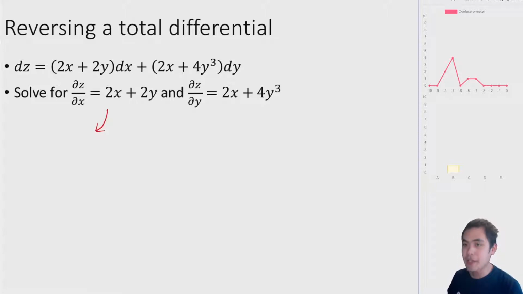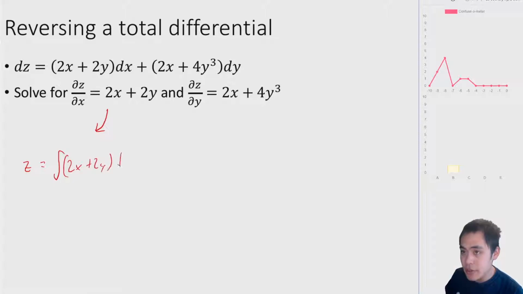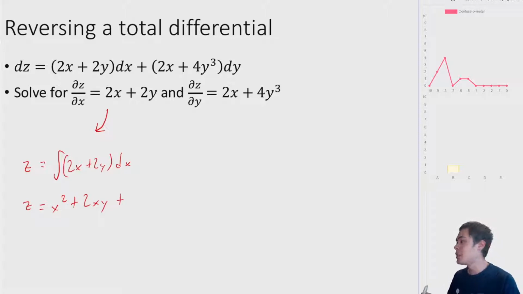Well, if we take the integral, what we get is that z is equal to the integral of 2x plus 2y dx, and note that y here is a constant. So as far as this integral is concerned, y is a constant, and so z is equal to x squared plus 2xy plus some constant. But remember that y is a constant, so we can have some function of y. So this is where we normally have c. Instead, we have some arbitrary function of y because y is a constant.